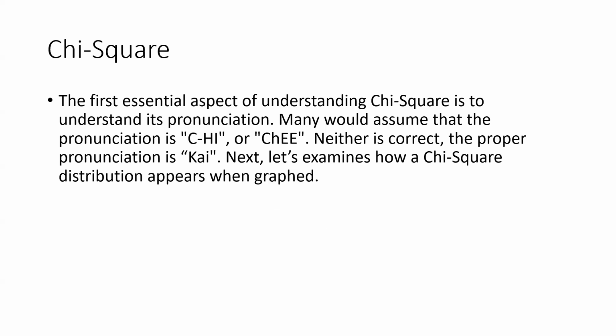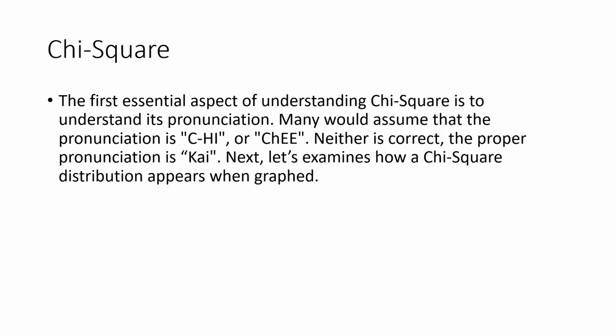So the first essential aspect of understanding chi-square is to understand the pronunciation. Many would assume that the pronunciation is chai or chi. Neither is correct. The proper pronunciation is chi. So make sure you always get that correct when discussing this particular distribution and its application with your contemporaries.